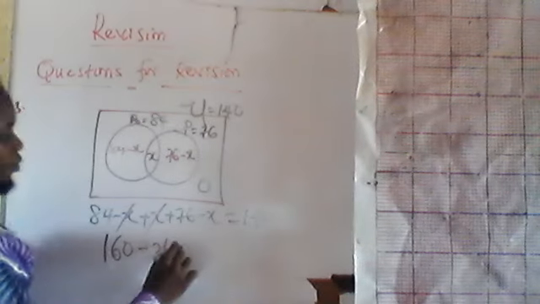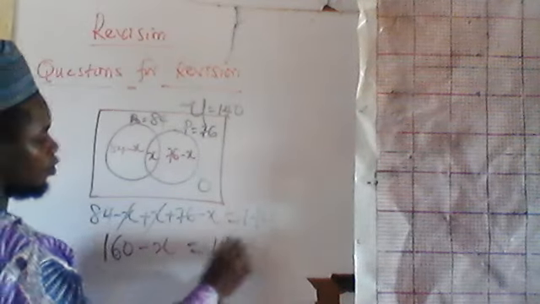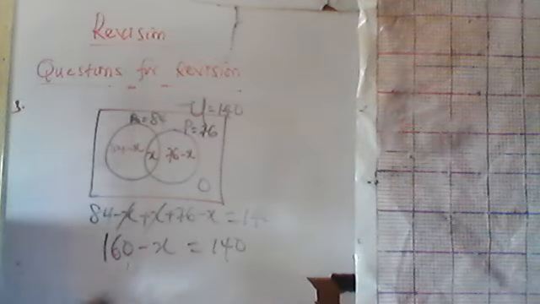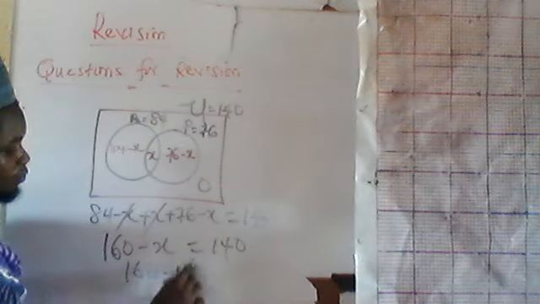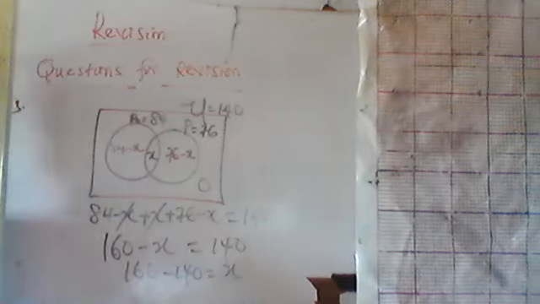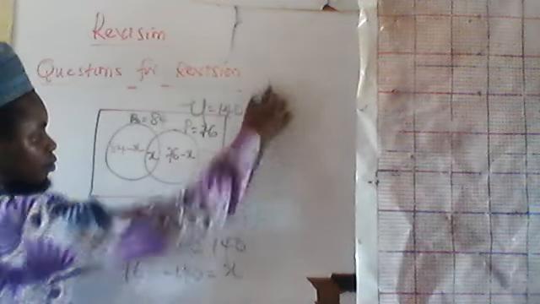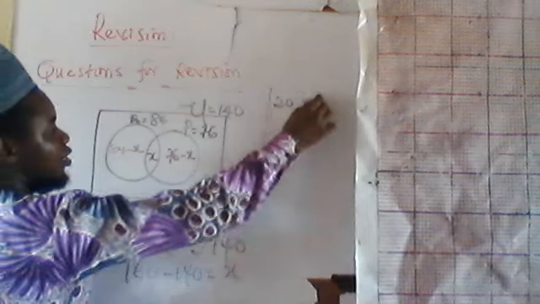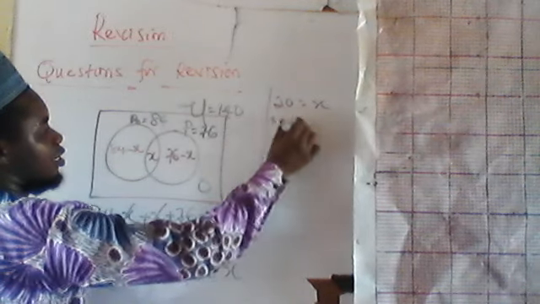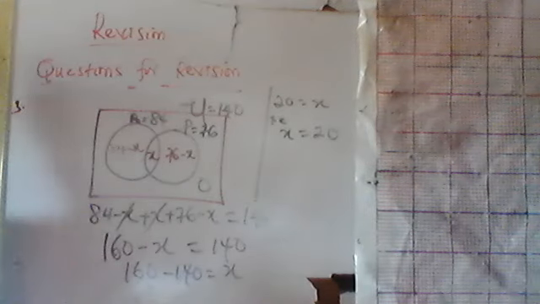Then minus x. What will it give you? You are going to have minus s equals 140. So 160 minus s equals 140. So we are going to have, collecting like terms, 160 minus 140 equals s. And what is your s? We have 20 equals s. That is, your s equals 20. So in this case, the value of s becomes 20.